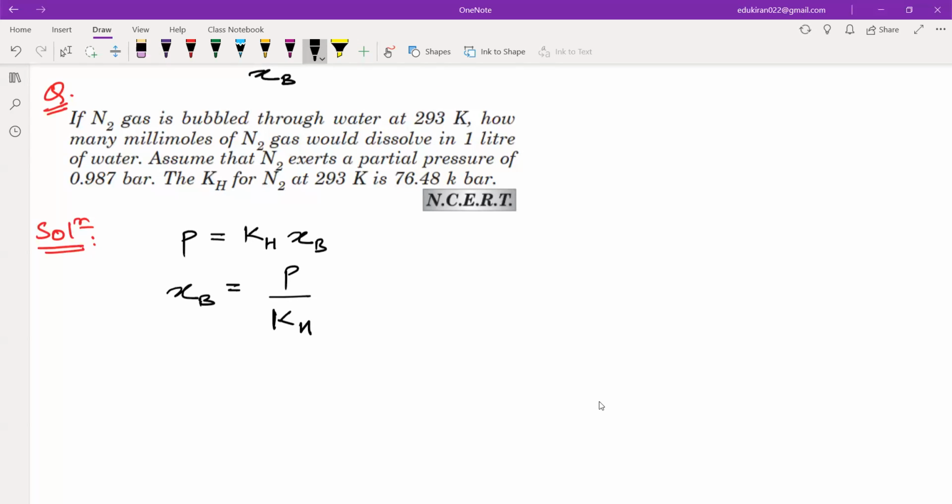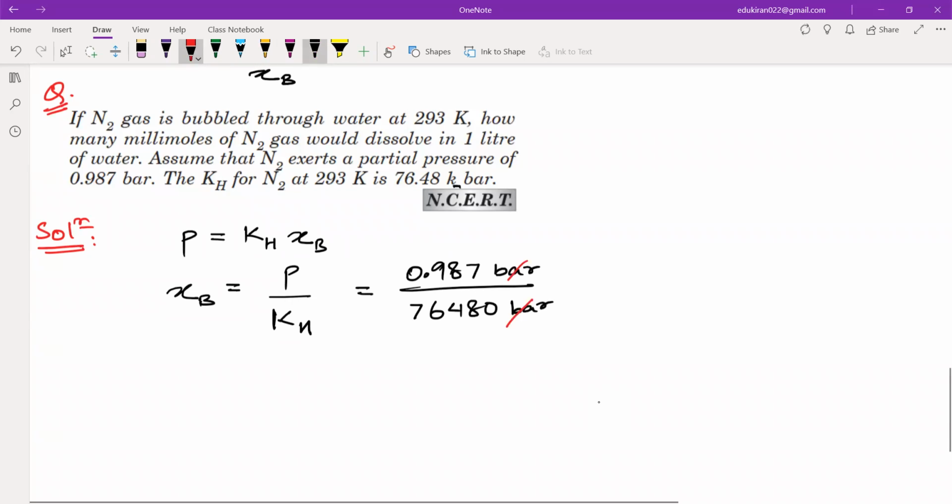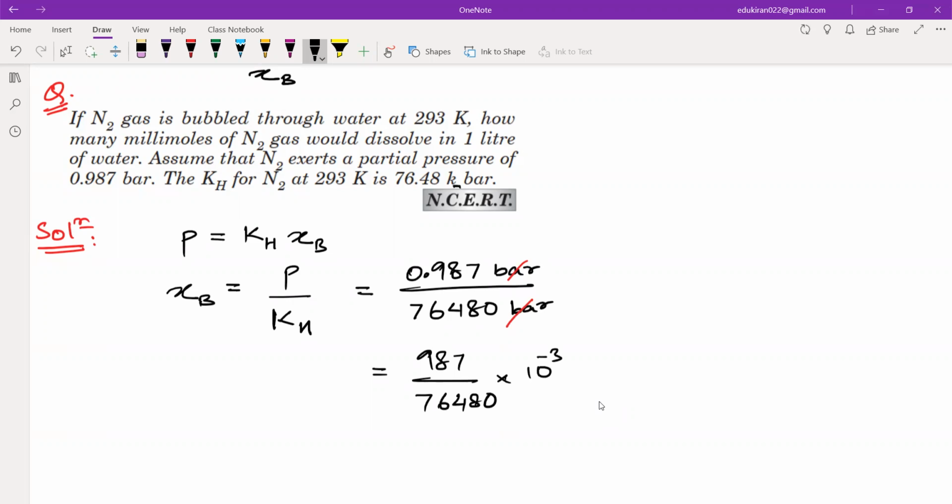kh. Now you can see that pressure is equal to 0.987 bar divided by the kh, which is 76.48. This is kilobar. ठीक है, तो 1000 multiply कर दीजिए. This will be equal to 76480 bar after the multiplication of 1000. And as expected, we are going to get a number, that means mole fraction does not have any units. You can write 987 upon 76480 multiplied by 10 to the power minus 3. ठीक है, इसको solve कीजिए. Tell me what is the answer here. What is the mole fraction? Calculate this and tell me what is the mole fraction in the chart.